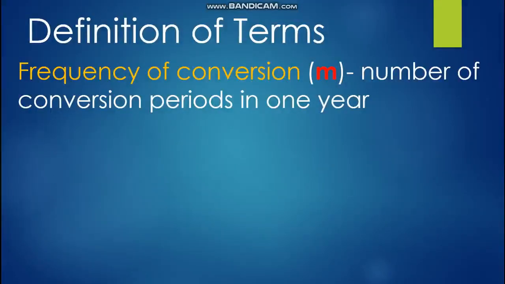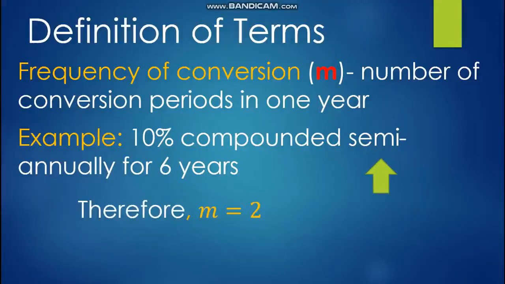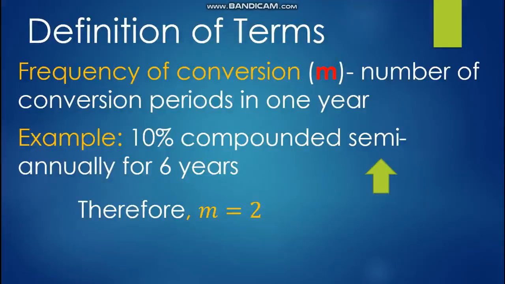We have frequency of conversion. Ginagamit na notation is small letter m. This is the number of conversion periods in 1 year. Ano ba yon? Let us take for example, 10% compounded semi-annually for 6 years. Ano ba doon yung ating frequency of conversion? Yung word na semi-annually, doon natin ma-determine yung frequency of conversion. Since the word is semi-annually, therefore m equals 2. Okay, the frequency of conversion m is equal to 2 for this example.